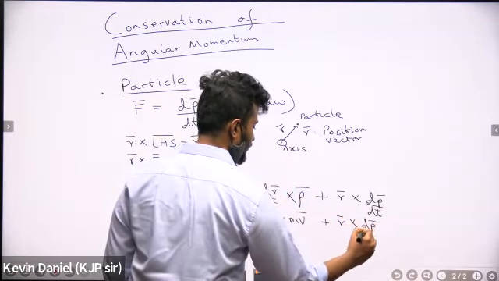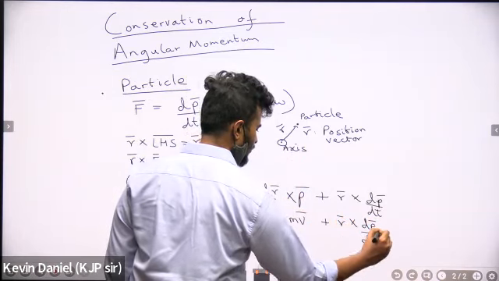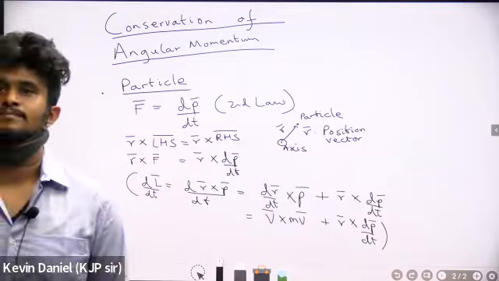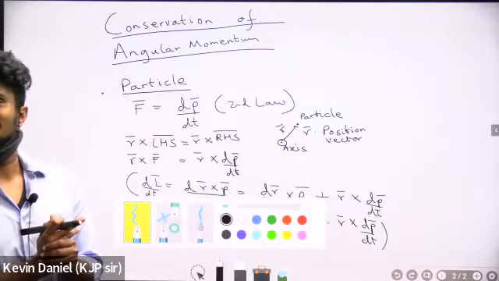Anyone? Velocity cross V square. Velocity cross linear momentum. Zero. Who was that? Shiv. Okay. Yes, zero, because the angle between momentum and velocity is zero.